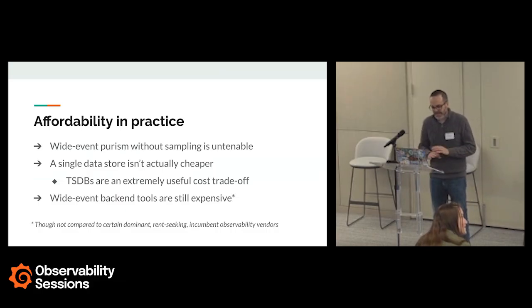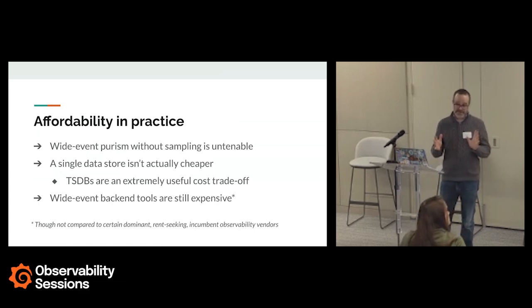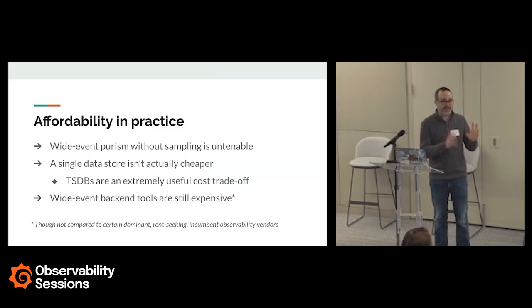And just a caveat, I'm talking about wide events being an expensive source. I don't want to name names, but I'm comparing to certain dominant rent-seeking observability vendors. Something like Grafana or Honeycomb is not that bad at all.